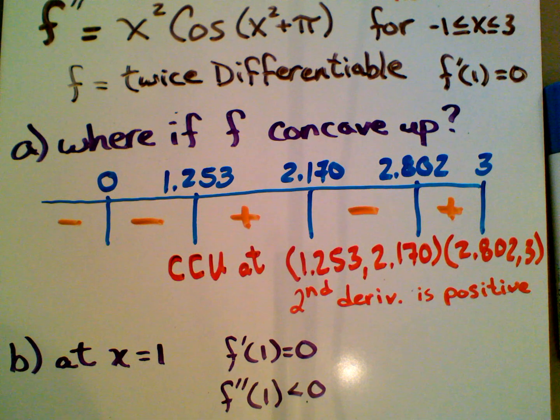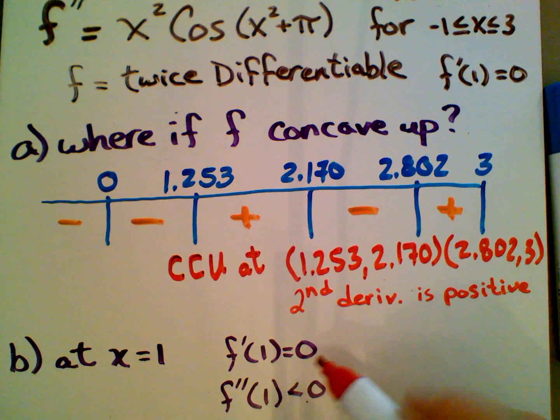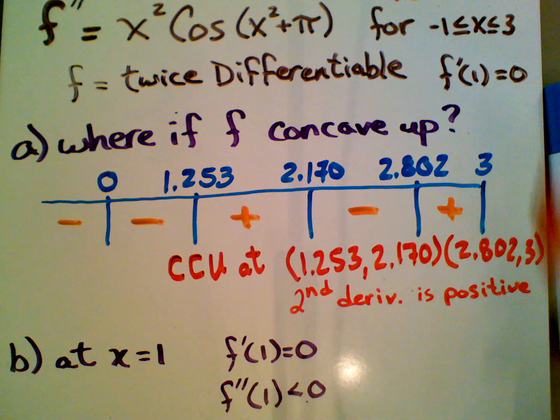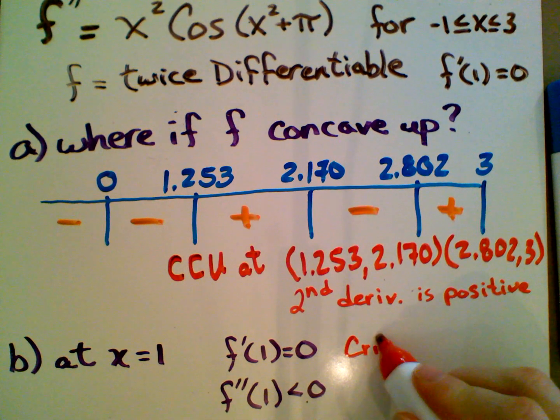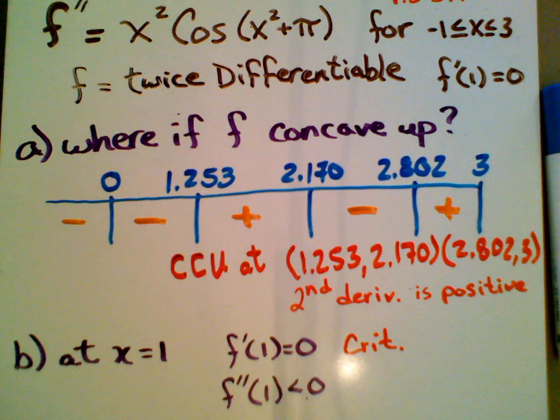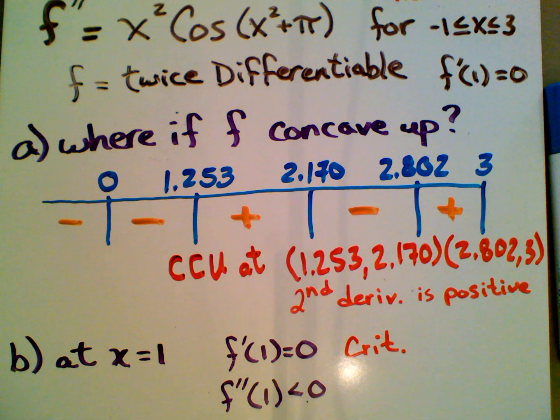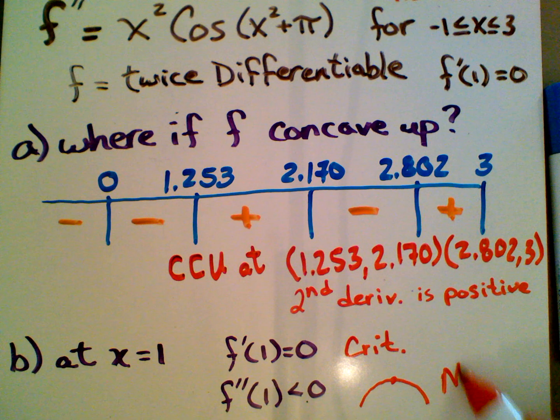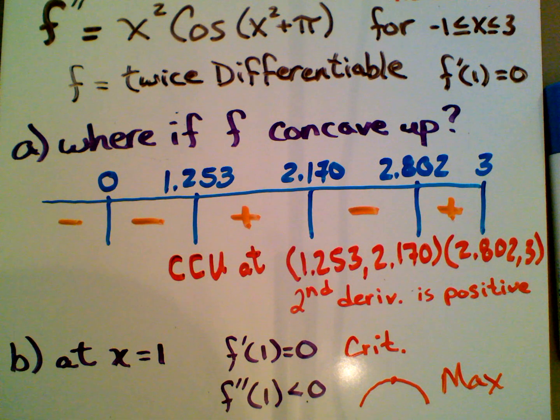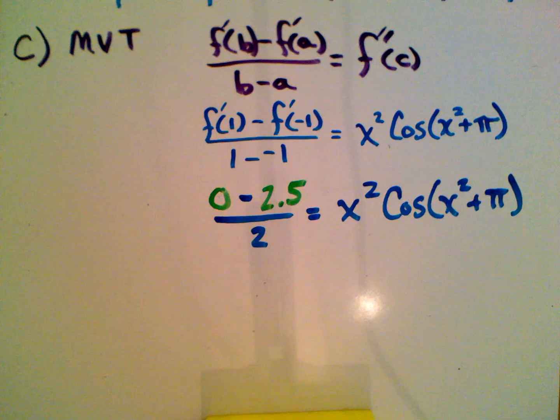For part B, we're supposed to identify whether 1 is a min, a max, or some other point. Well, if the first derivative is 0, which it states in the instructions, that means it is a critical value, meaning that it should be a minimum, a maximum, or maybe an inflection point. But when the second derivative says that it is concave down, that means any critical value on an area that is concave down is a maximum. So you would need to state that x equals 1 is a maximum because it is concave down on that interval. That should be enough.